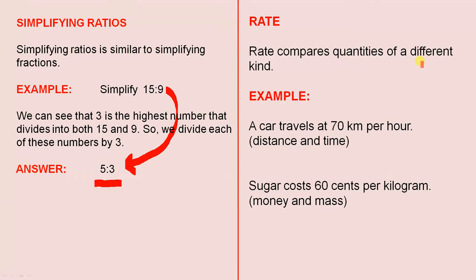Now, it says quantities of a different kind. This first example is representing distance and time. Okay, so they're different measurements. That's why it's a rate. Sugar costs 60 cents per kilogram. Here we're looking at money, or a cost, and here we're looking at mass. That's why it's a rate, because they're quantities of a different kind.